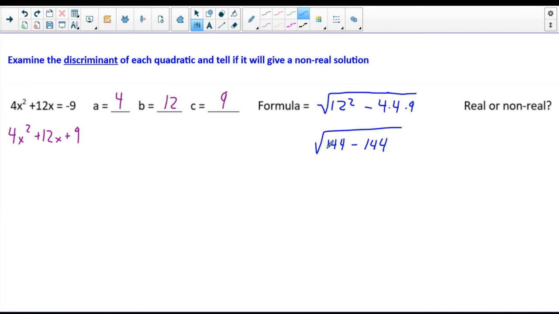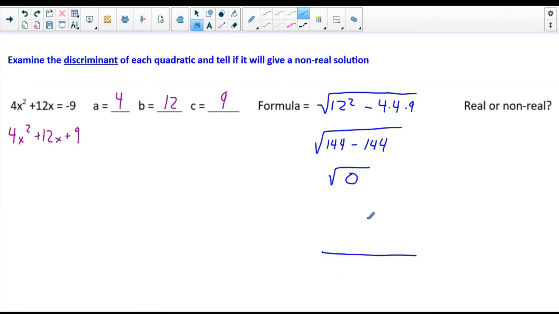You can probably tell what's going to happen when we subtract these. 144 minus 144, you're just going to get 0. So the discriminant that we're getting here is 0. It's not a negative number. I can do the square root of 0. If I type 0 into my calculator and hit the square root button, it just gives me 0. So this would only have one root, one repeated root is what we call that, where the vertex would be right on the x-axis.